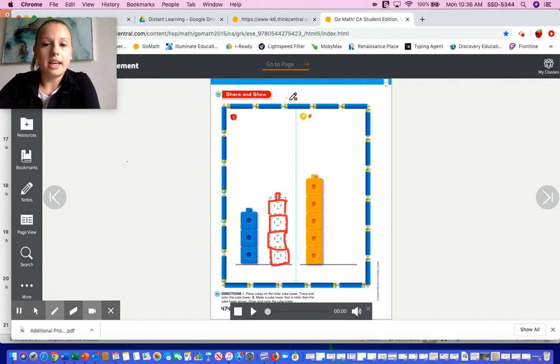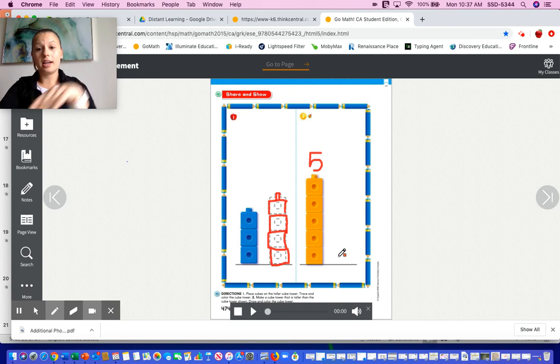Good. Find yellow sun number 2 up here. Put your finger on it. Look at the cube train. Let's see how many orange cubes we have. 1, 2, 3, 4, 5. Good. And on this one, we're going to make a cube tower that is taller than this one. Oh, we know taller means bigger in height, right? So we shouldn't have 5. This one has 5. We need to make it taller.